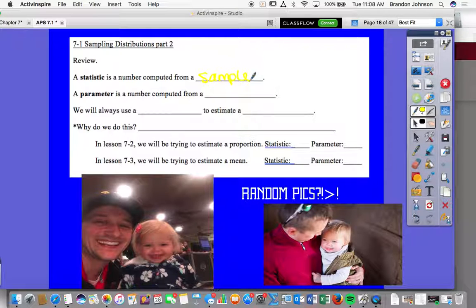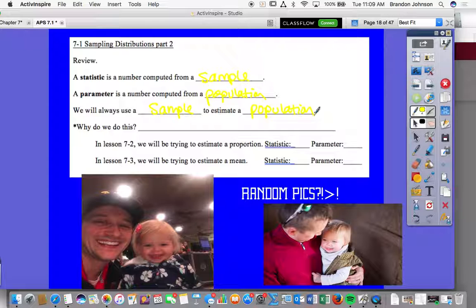Good. A parameter is a number computed from what, Mary Martha? Population. Nice. We will always use a what to estimate a what? Sample, population. Good. A sample estimates a population. Very good.